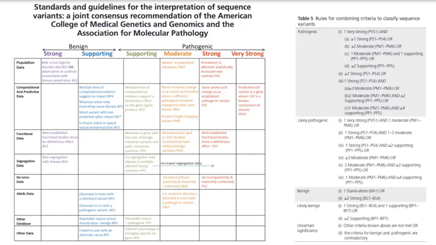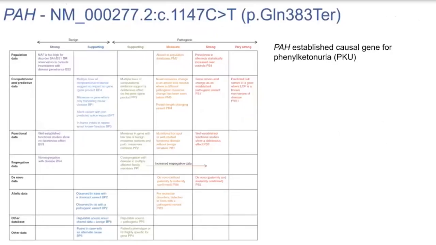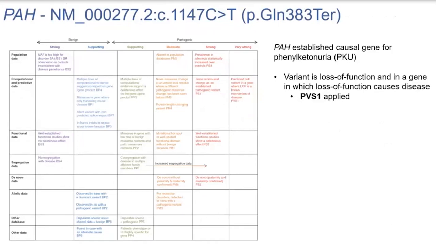I have an example variant to go through in case you're not familiar with the way that this process works. I have here a nonsense variant in the gene PAH, and PAH is known to be causal for PKU. The way I would start is by seeing that this variant is a loss of function variant, and I know that this occurs in a gene where loss of function is a mechanism for disease. So in this case, I'm going to apply the pathogenic very strong code PVS1 for a null variant in a gene where loss of function causes disease.